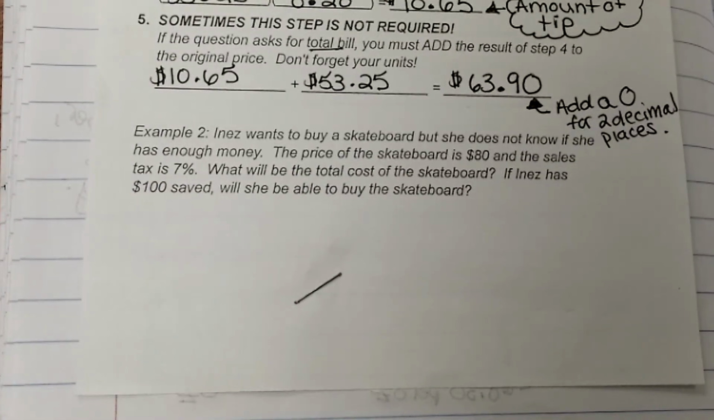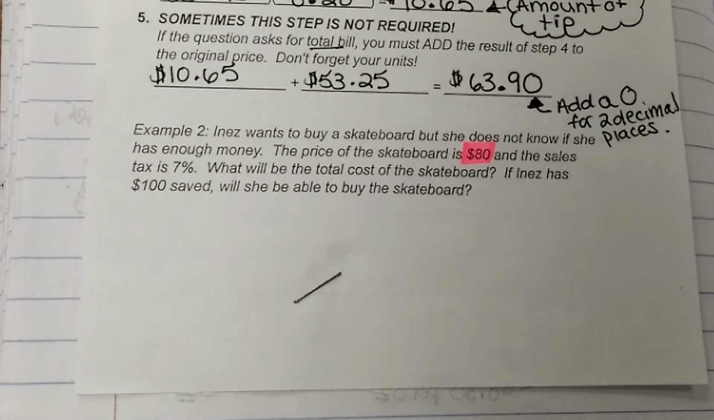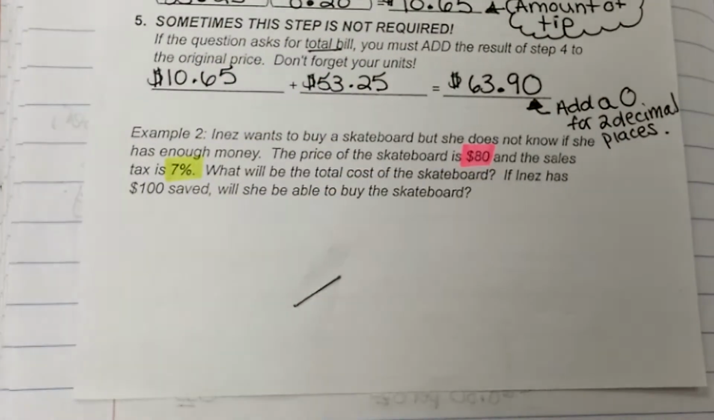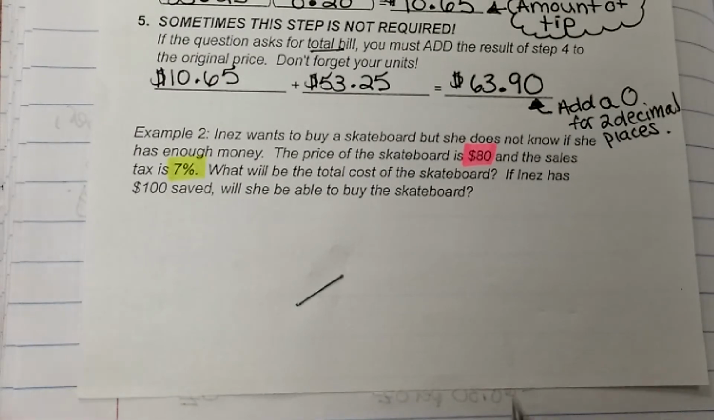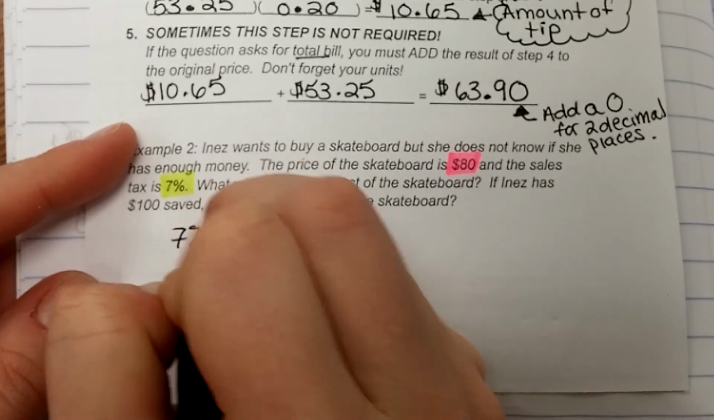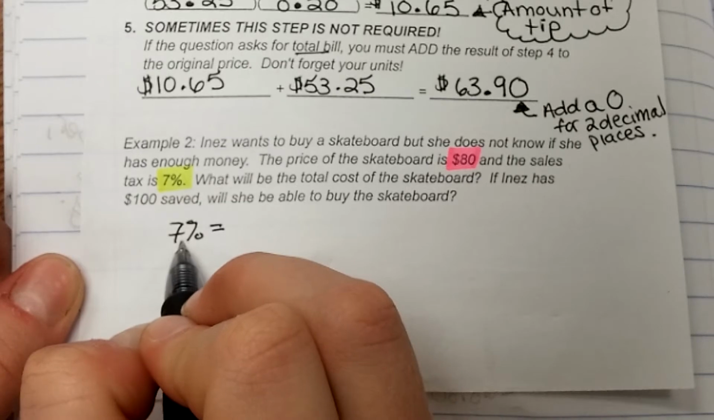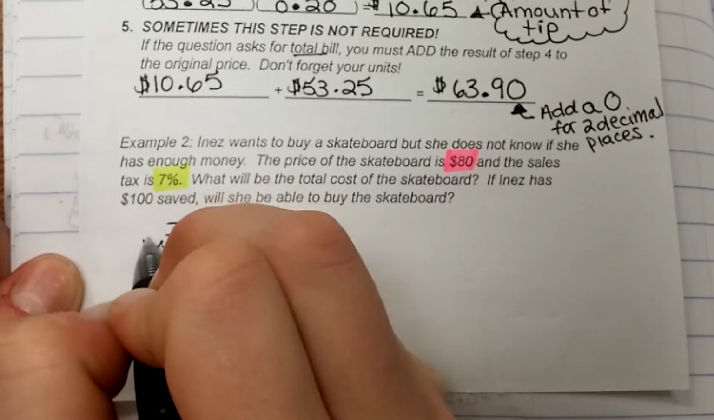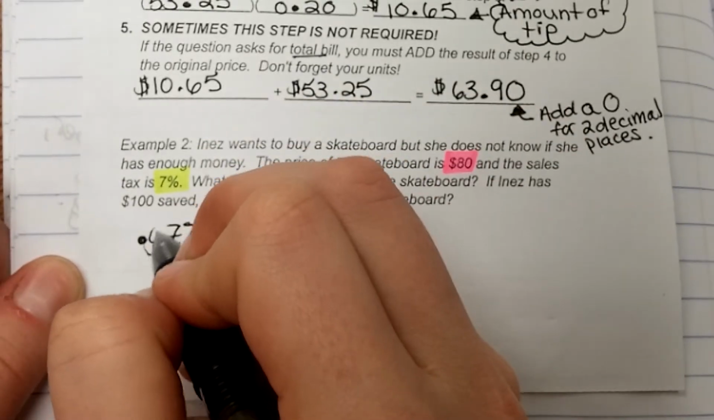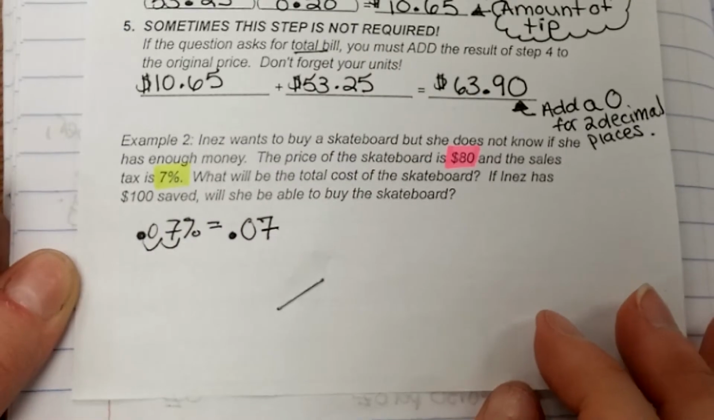So we identify our original amount, which is $80, and we identify the sales tax rate, which is 7%. So I need to take the 7% and I need to convert that to a decimal. So I start to the right of the 7 and I have to move 2 places to the left. I fill in that empty spot with a 0, so my decimal is 0.07.